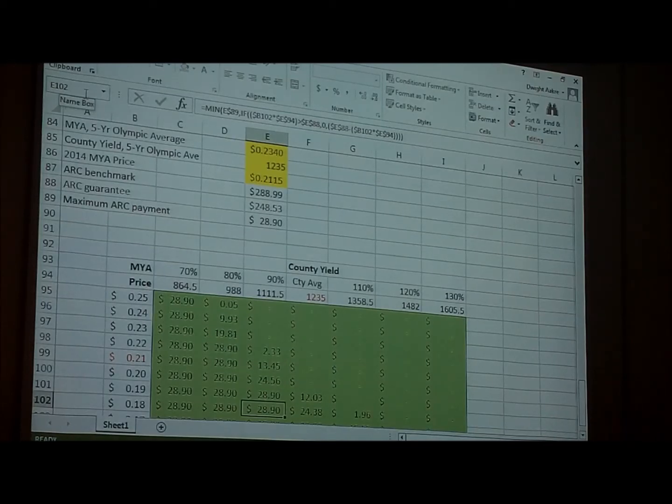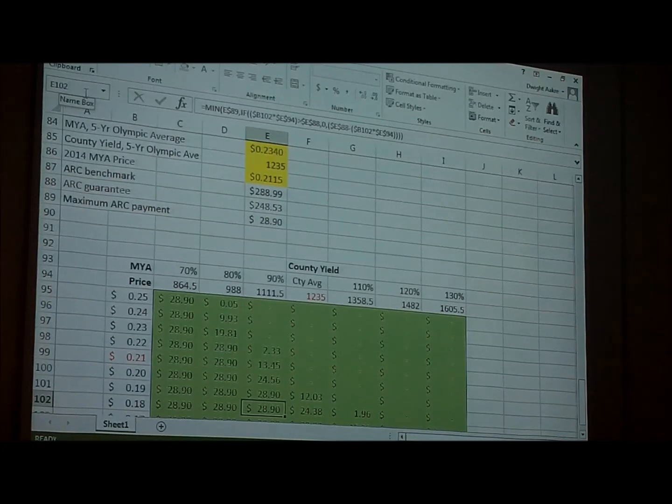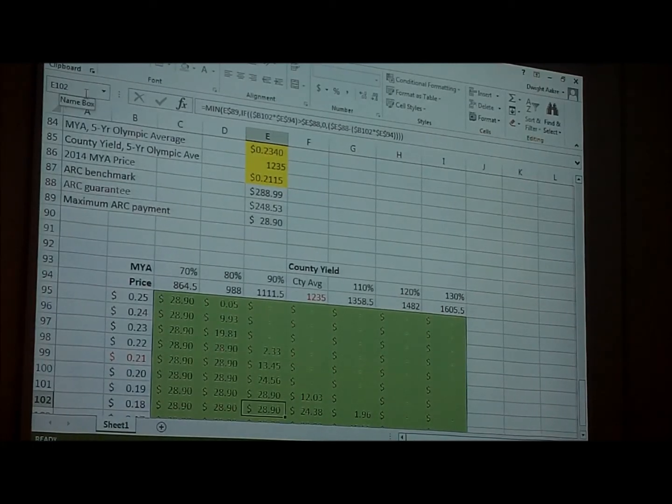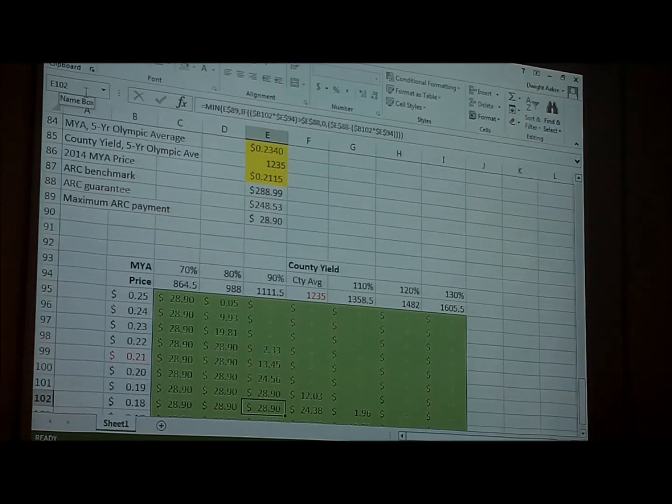That spreadsheet is available at the same website. You're welcome to download it. You run the ND spreadsheet first, and then pull out that 5-year Olympic average yield and price, plug it in for your county, and see what kind of a potential range of payments you might have.